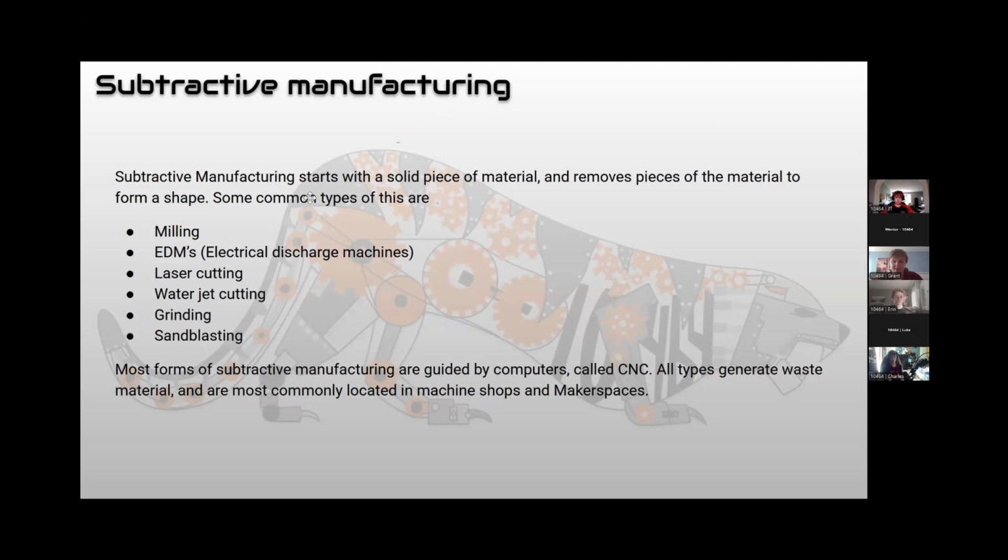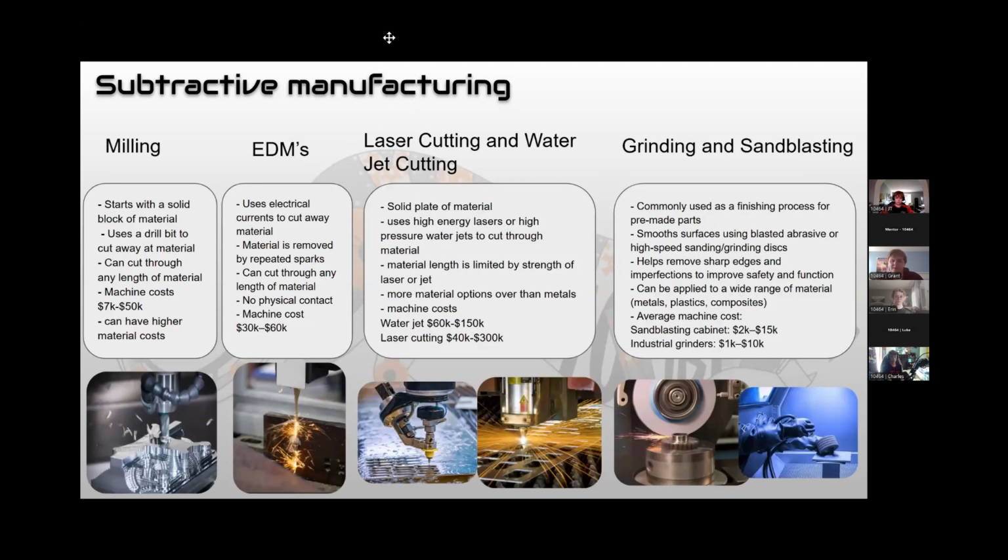And there are a few types of this. There's milling, there's electrical discharge machines, laser cutting, water cutting, grinding, and sandblasting. These are some of the main forms, and most of the ones that we're going to show you today are guided by computers called CNC machines, and they're all going to generate some type of waste material, some kind of shards that get shaved off, and they're most commonly located in machine shops and maker spaces. But there are some websites that you can export your ideas to and get them cut and sent back to you for the season.